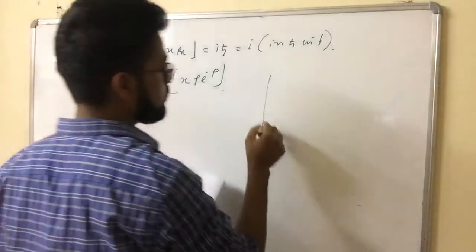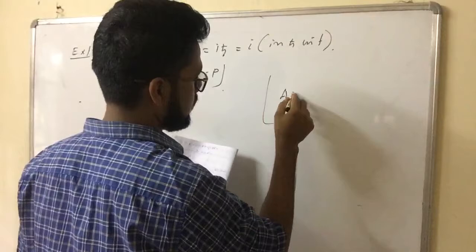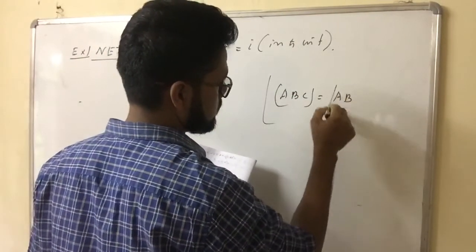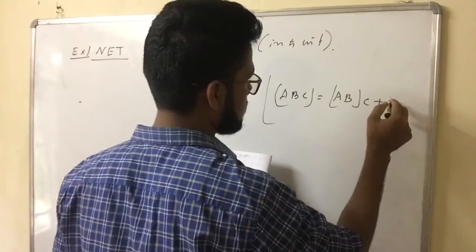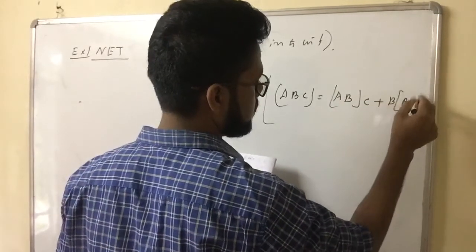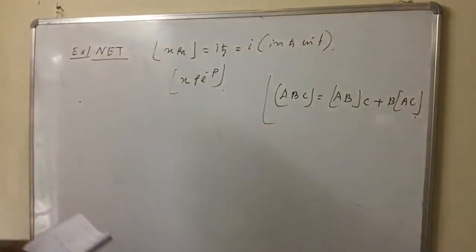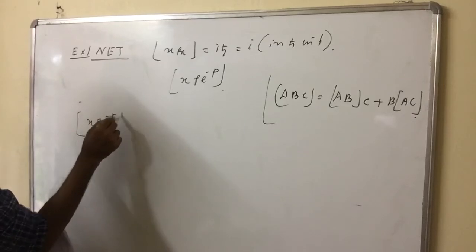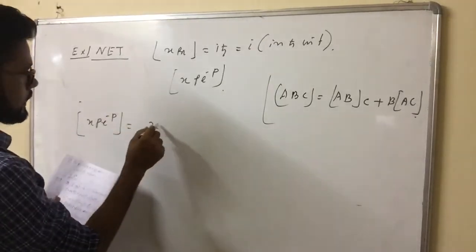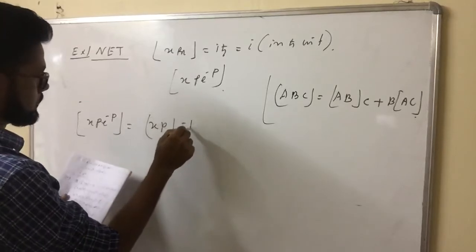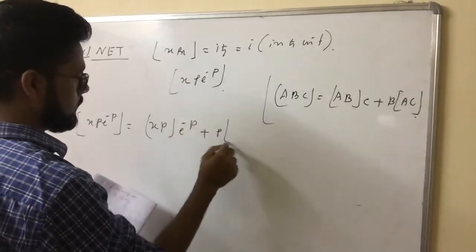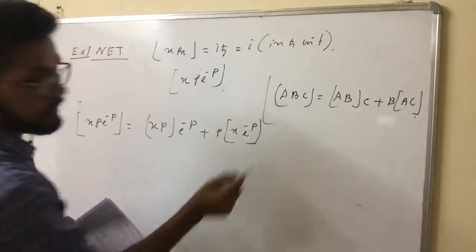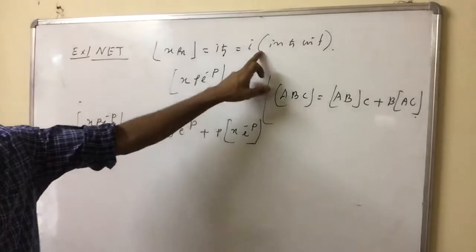So I have already given one example, [A, BC]. It will be [A, B]C + B[A, C]. This property of the commutator, I have given you this formula, and using this you can expand [x, p e^(-p)] equal to what? [x, p] e^(-p), then p [x, e^(-p)]. Is it clear? And after that [x, p] equal to i is already given.